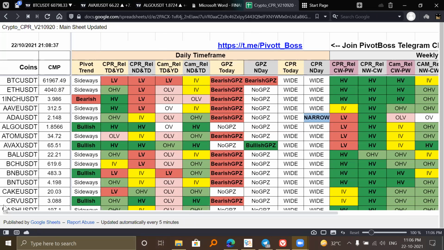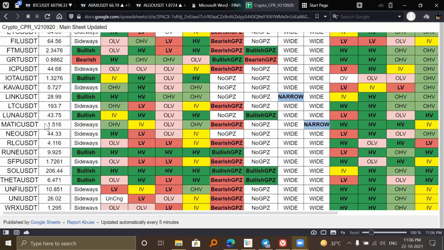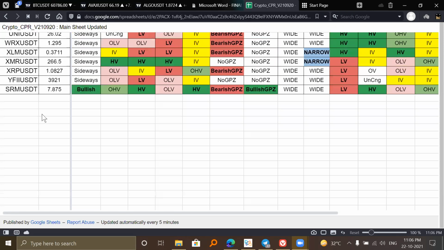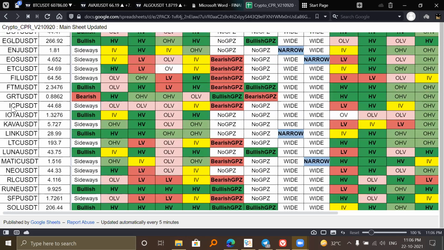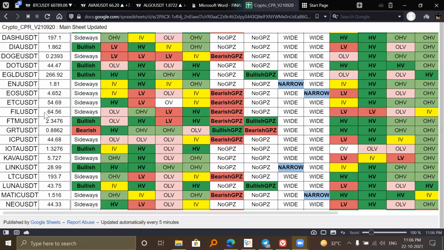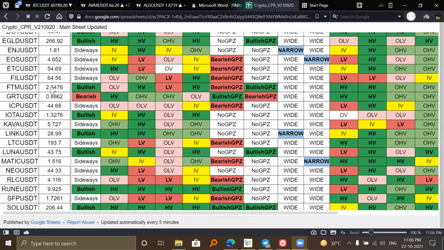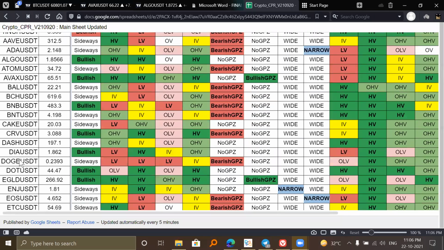Okay, so on the left hand side, you can see the coin names. These are the coins selected. I have felt that these coins respect the pivot setup quite well. That's why I have selected only these few coins. There are thousands of crypto coins, but since I feel these coins are respecting the pivot setup quite nicely right now, I've selected only these.